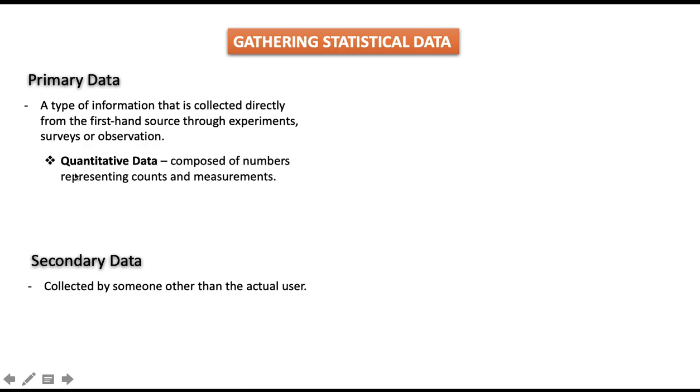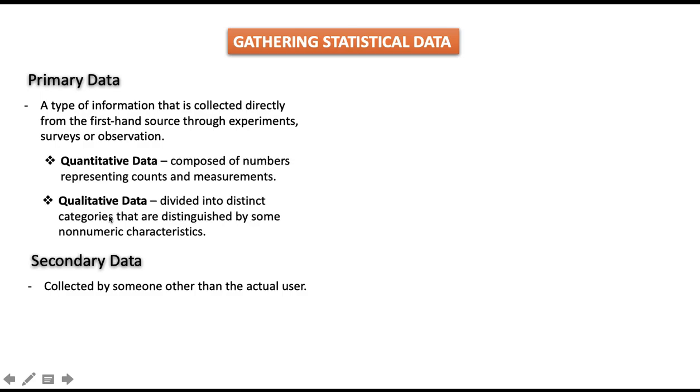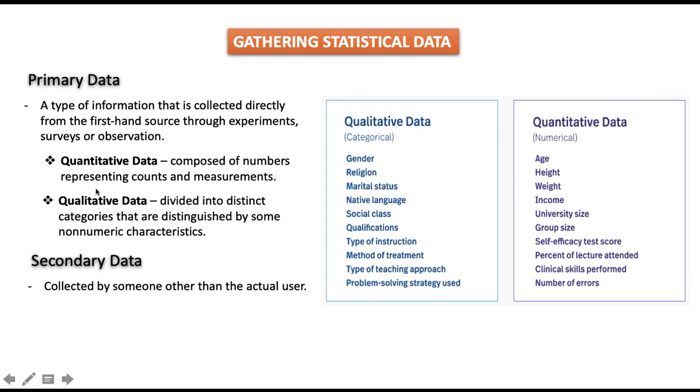Under the primary data, we have what we call quantitative and qualitative. Quantitative data are composed of numbers representing counts and measurements, while qualitative data are divided into distinct categories that are distinguished by some non-numeric characteristics. So, for example, if the expected answer that you are taking from your respondents are non-numeric, like for example, you want to know about the gender, the expected answers are male or female, or it can be boy or girl, so they are non-numeric. So this is an example of qualitative data.